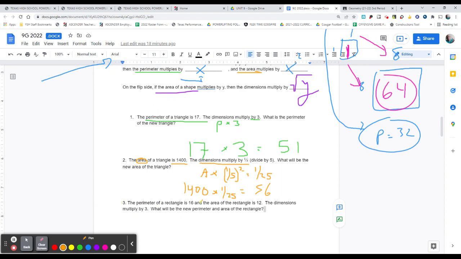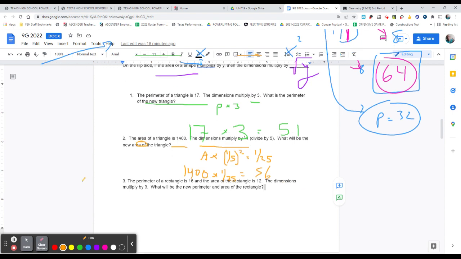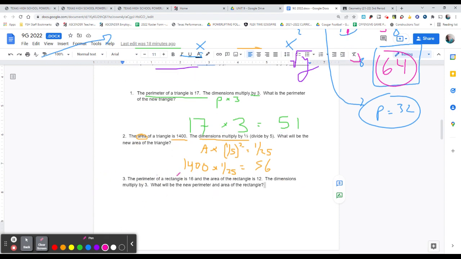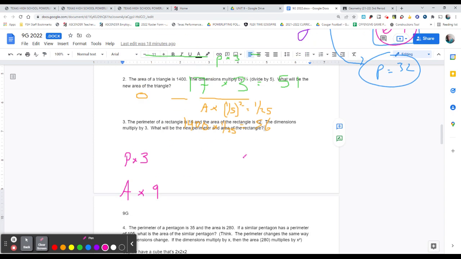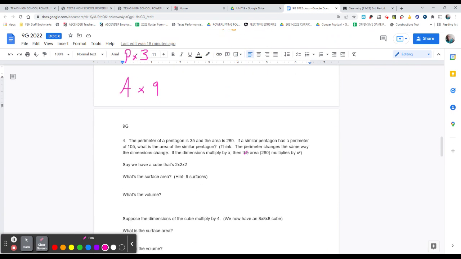All right, so here the perimeter of a rectangle is 16, the area is 12, the dimensions multiplied by 3. What will be the new perimeter of the rectangle? Okay, so I'll let you guys try that one on your own, but you know that the dimensions multiply by 3, which means the perimeter is going to multiply by 3. The area is going to multiply by 9, which is 3 squared. So take your original perimeter, multiply it by 3. Take your original area, multiply it by 9.